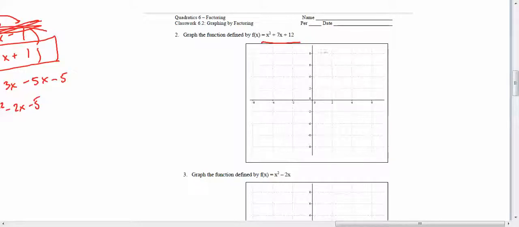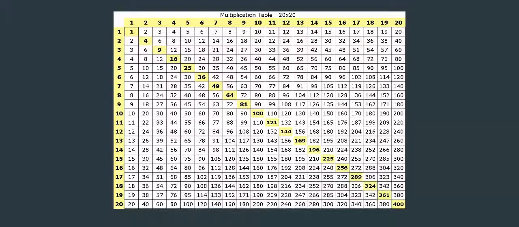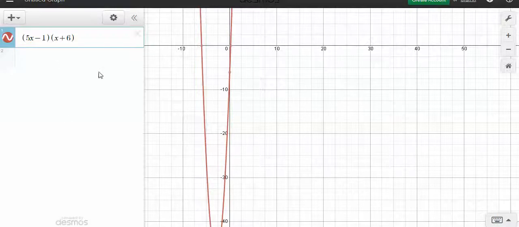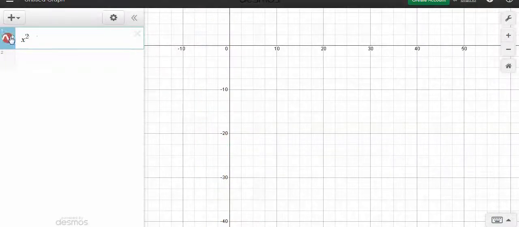Let's take a look at this problem: x squared plus 7x plus 12. That gives me a parabola. I'll prove that to you by graphing that parabola. I think it said x squared plus 7x plus 12. Yeah, right. Here's Desmos. x squared plus 7x plus 12.